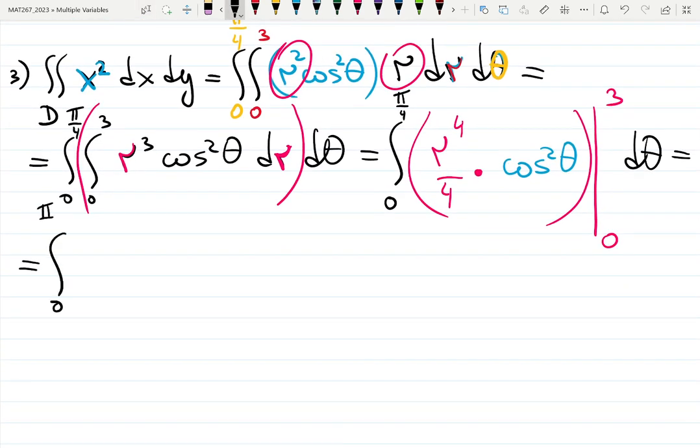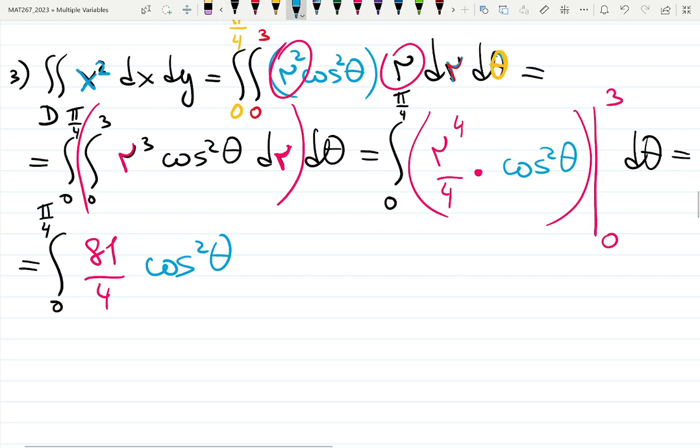From 0 to pi over 4. Keep waiting. We're calculating. 3 to the 4 is what? 81, thank you. 81 over 4. And I keep in blue cosine squared. Okay, you should never assume that 0 gives you 0. Let's plug in 0 to the 4 over 4. It is 0. But you should never assume. You can see you make mistakes like that on a test.